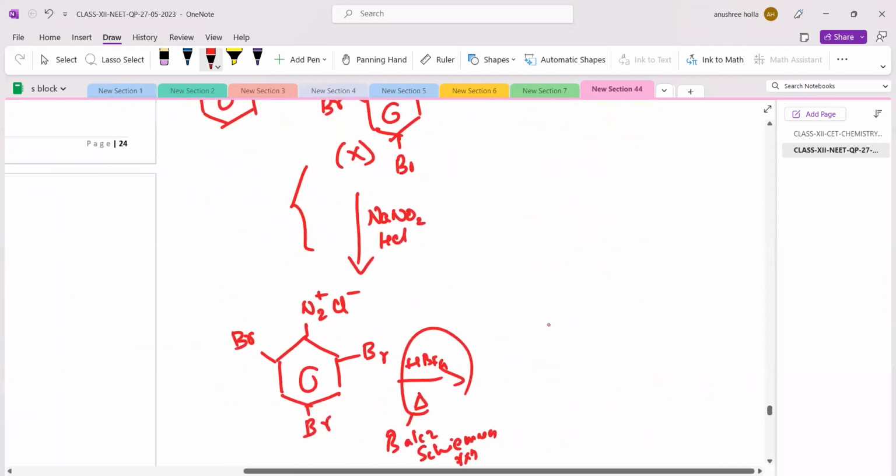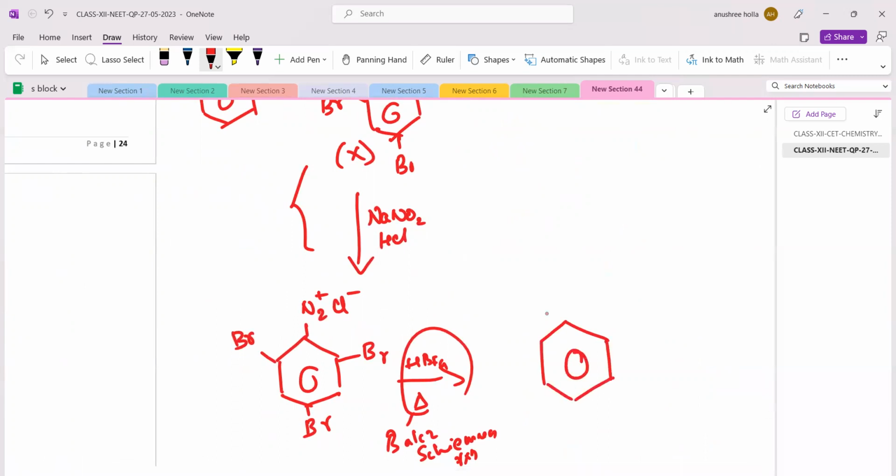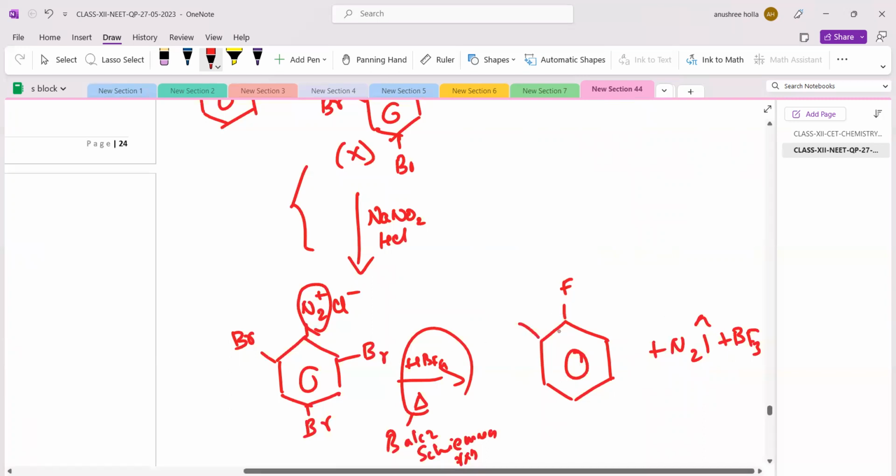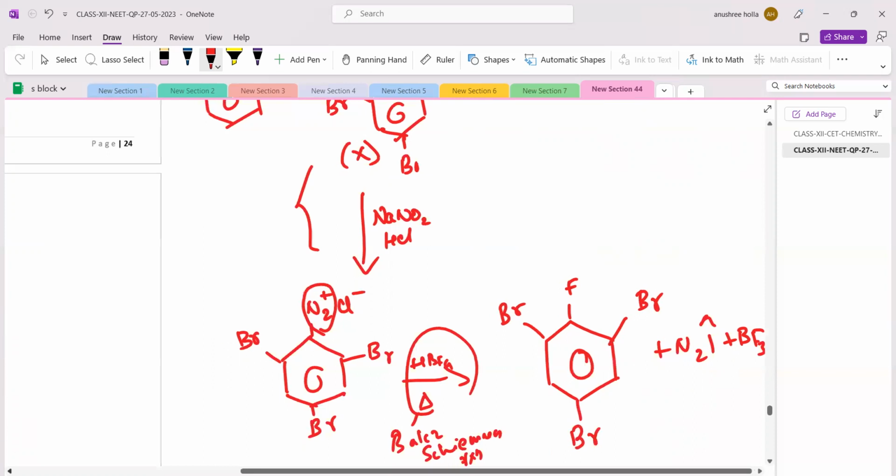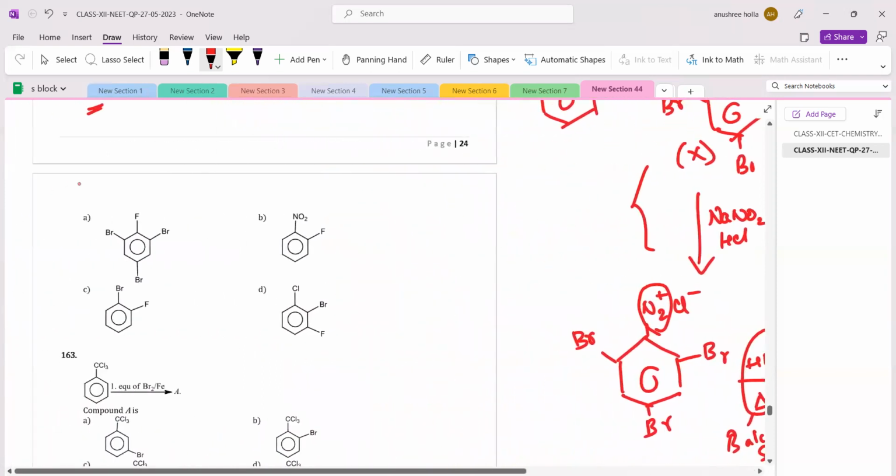Wherein there will be simple substitution of fluorine to your aromatic ring, right? This nitrogen N2 will move out as nitrogen gas and you'll be getting BF3. And of the other F out of BF4, one fluorine will be substituted here and the other three will come out as BF3. Okay, so we'll be getting this. This should be your product. So which option can you say this? So it has to be your option A, right?